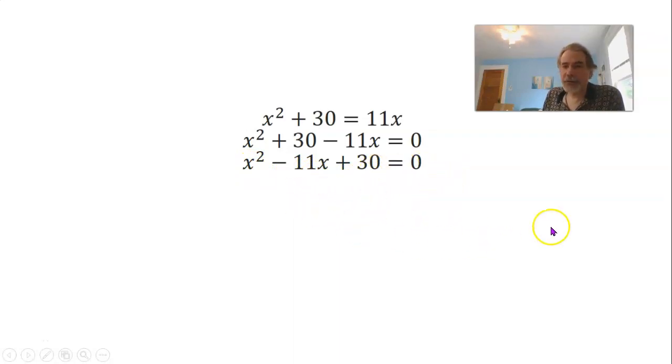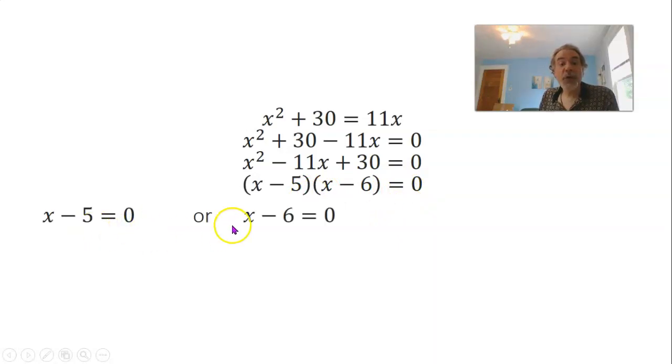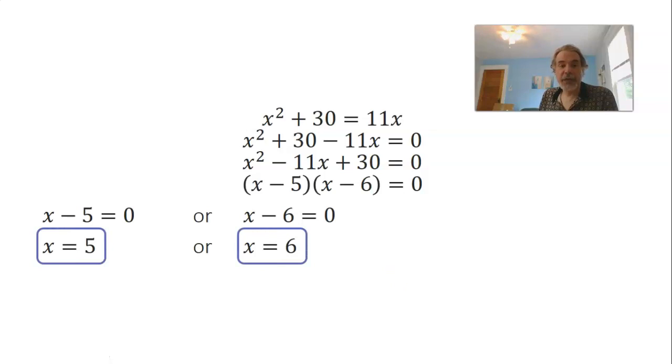Now we can factor. Pause if you want to figure it out for yourself. The two factors are x minus 5 times x minus 6. So for that to equal 0, either the x minus 5 equals 0 or the x minus 6 equals 0. Now, solve each one of these for x. Add 5 to both sides, x equals 5. Plus 6 on both sides, x equals 6, and there's our solutions. X could be 5 or 6.